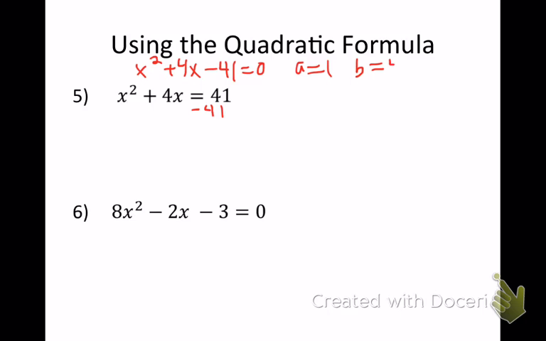A equals 1, B equals 4, and C equals negative 41. Nice job. Use that information, plug it into the quadratic formula, and solve numbers 5 and 6 on your own.